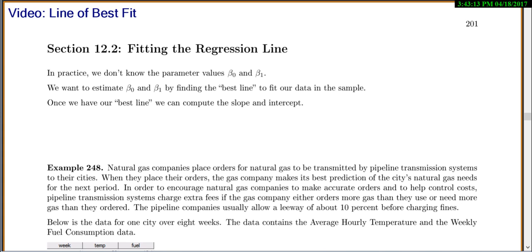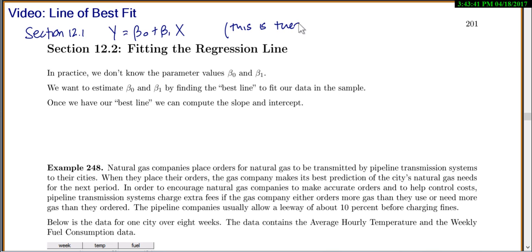So in this section, it's going to seem like we're doing basically what we did in the last section, but it's going to seem slightly different. And the reason why is in our last section, 12.1, we had our line of y equals beta 0 plus beta 1 x. And this was the line.